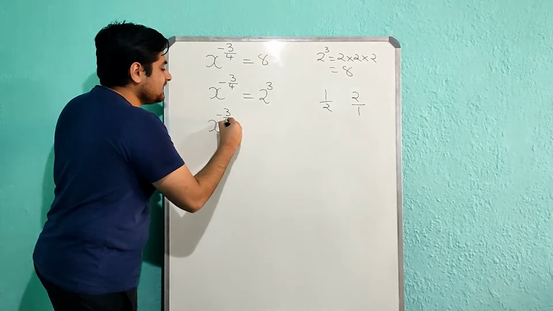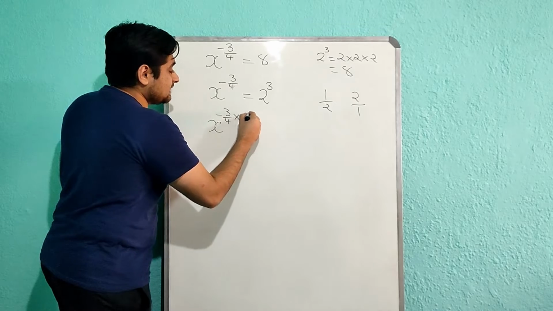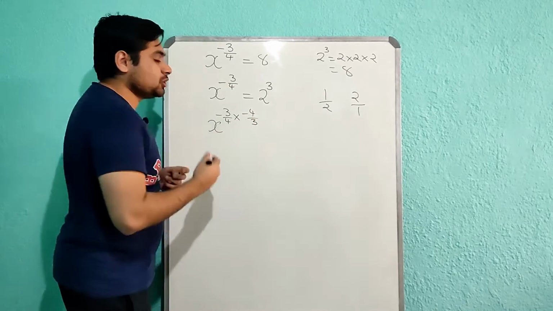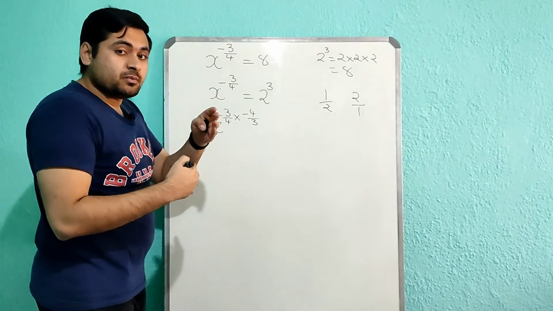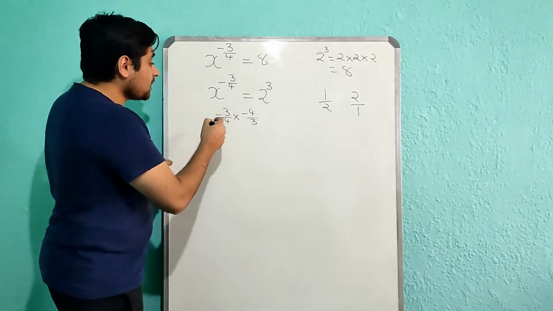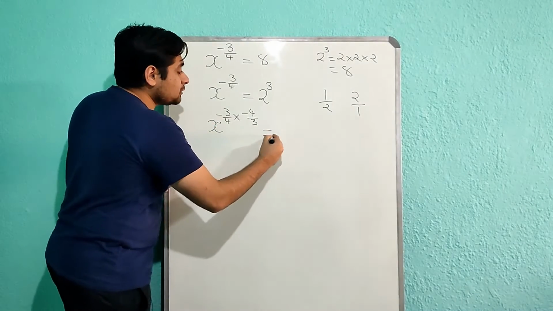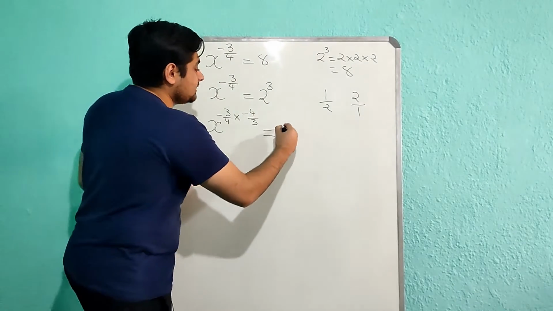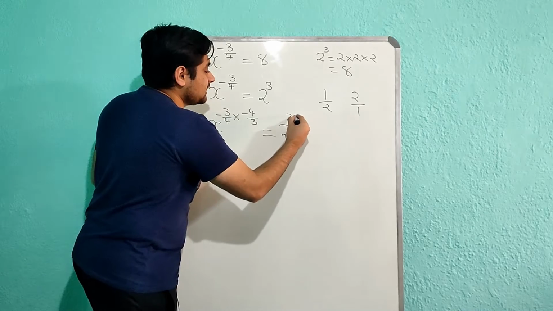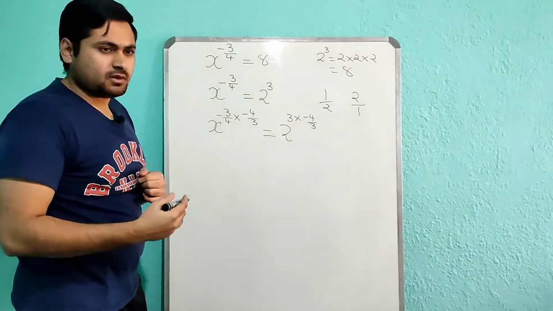So what is the inverse of negative 3 over 4? That is the same as negative 4 over 3, right? The denominator becomes the numerator and the numerator becomes the denominator. And don't forget the negative sign. Why? Because we need to get rid of the negative sign. So what we do to the left, we do to the right. So here we got 2 to the power of 3 times negative 4 all over 3, right?